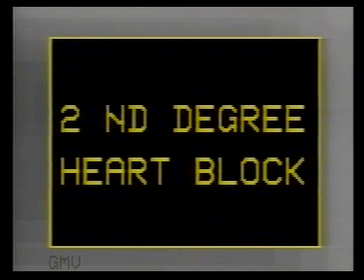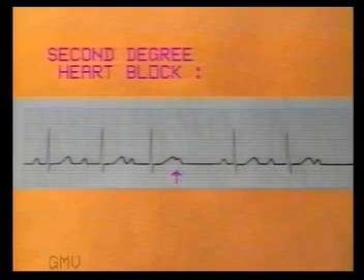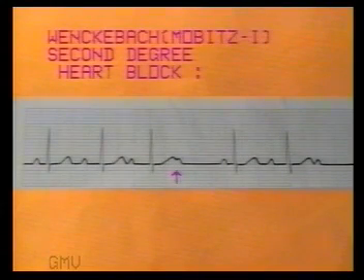Second degree heart block. Between first degree heart block, where the AV conduction is merely delayed, and third degree heart block, where there is no conduction at all through the AV node, we have second degree heart block or second degree AV block, where only intermittently a few beats are not conducted across the AV node. On ECG, as we will see in the next 3 examples, some of the P waves will not be followed by QRS complexes. Now let us see different types of second degree heart block.